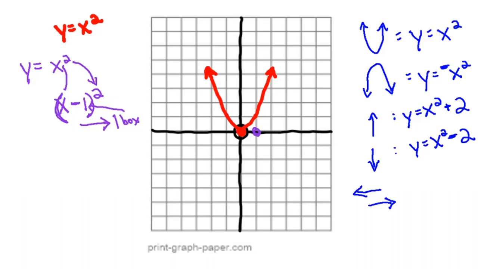So I'm going to move this 0 point over here, and we're going to do one of these numbers, and there you go. That is y equals parentheses x minus 1 to the second power.